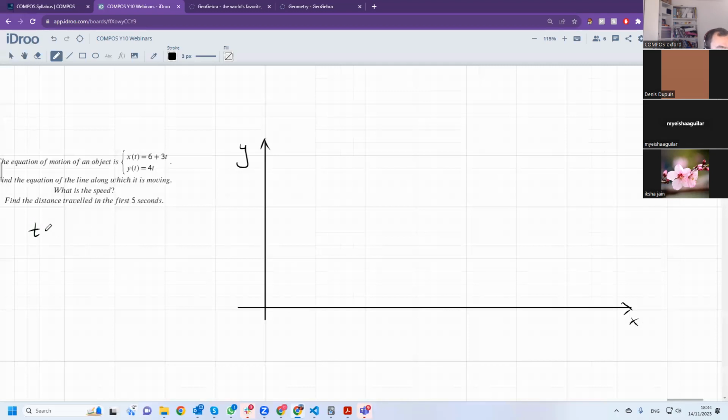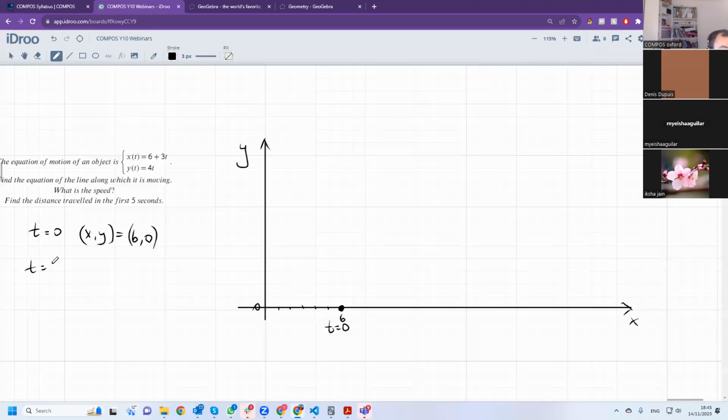So when t is 0, x is 6 and y is 0. Do you agree with this statement? Do you understand it? Yes or no? When t is 0, x is 6 and y is 0. Well, this should be straightforward. So 6 and 0, so 1, 2, 3, 4, 5, 6. So when t is 0, this is 6 and this is 0.